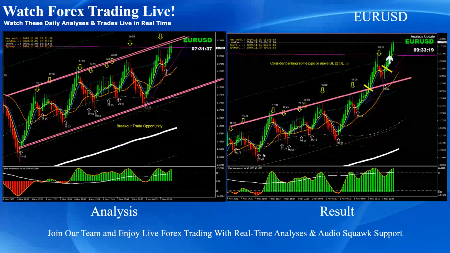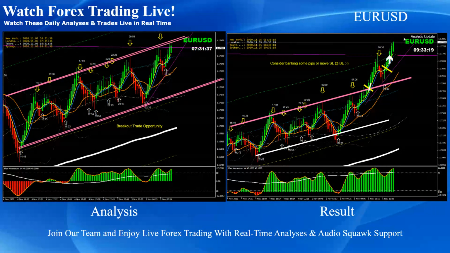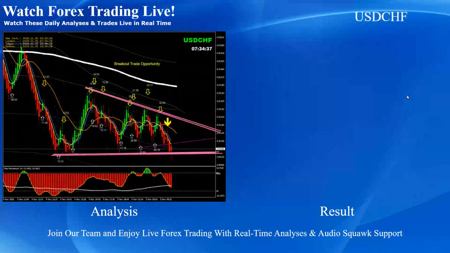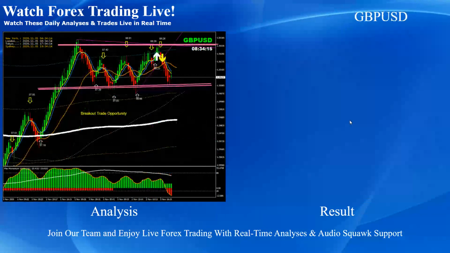Euro USD, this was the pattern breakout. We had such a nice, beautiful trade on Euro USD. After that, we had a few more pullbacks, beautiful long trades on Euro USD. Euro yen, pretty straightforward breakout long trade. Dollar Swiss franc, pretty straightforward. You can see beautiful breakout based on the momentum. If you look, most of the trades we have taken are breakouts based on the momentum, beautiful short trade.